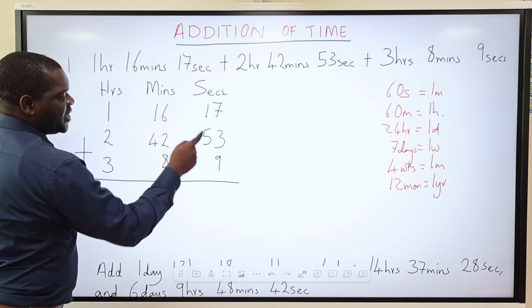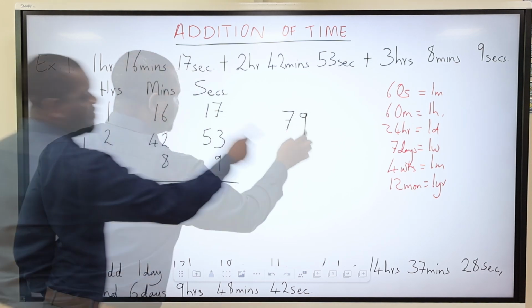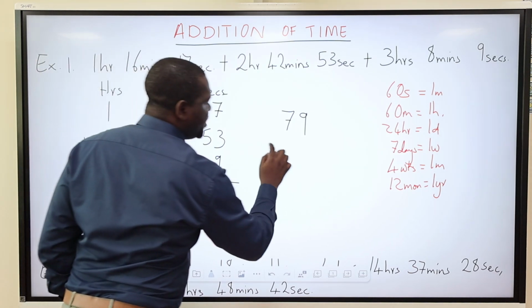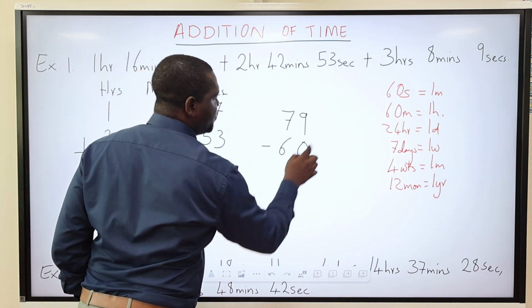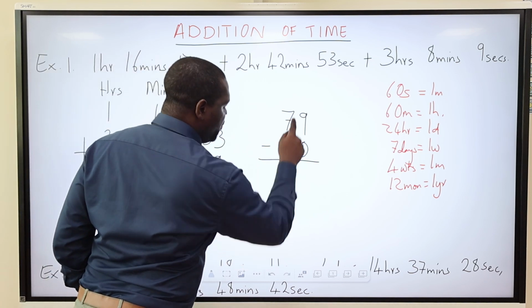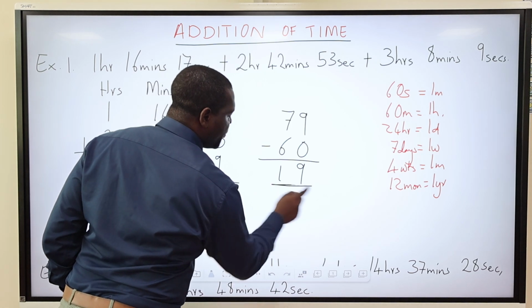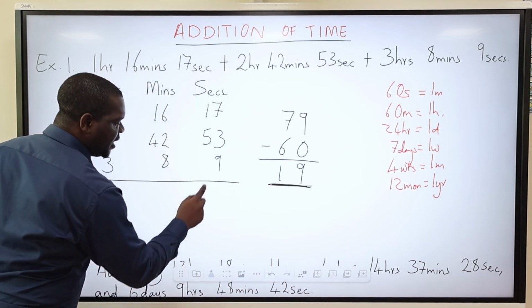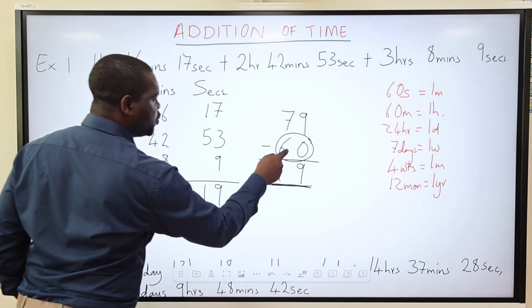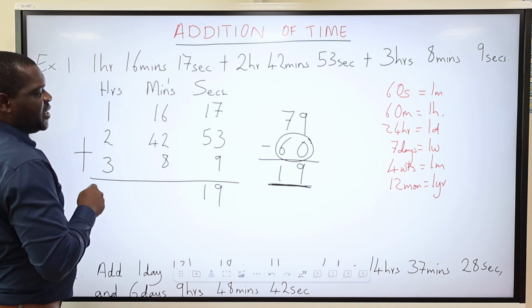17 plus 53 plus 9 is going to give 79. 79 seconds is more than 60 seconds. So we're going to take away 60 seconds from 79 and add 1 minute. And if we take this away, we're going to have 19 seconds. This is what we write under seconds. So we have here 19. And we take 60 seconds, which is equal to 1 minute, to minutes.